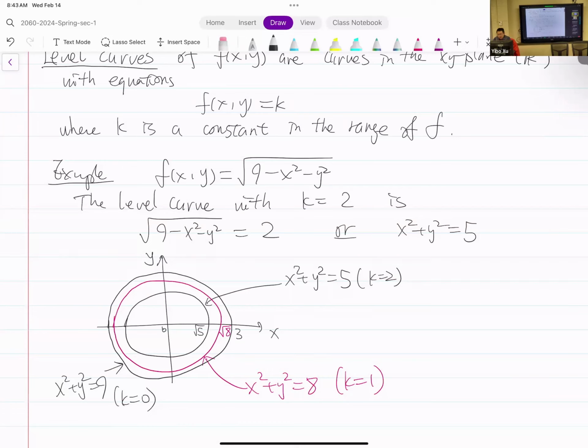As you can see, we decrease the output level from 2 to 1 to 0. And in this figure, we can see that the radius changes from square root of 5, which is larger than 2, to square root of 8, which is really close to 3, and finally 3. So the circle looks like it's getting bigger where you decrease the output level, right?